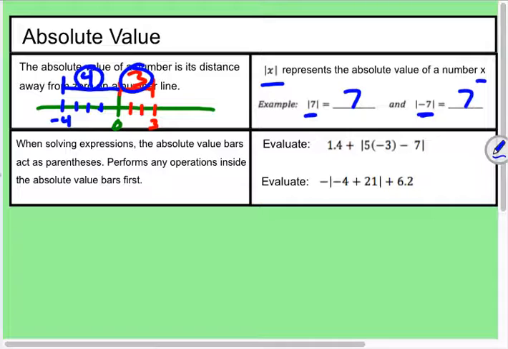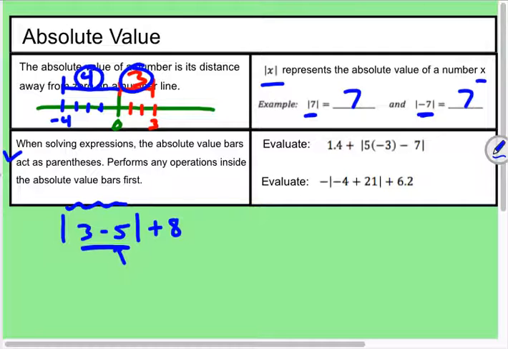When solving expressions now, the absolute value bars act kind of like parentheses. Perform as many operations inside the absolute value bars first, so basically down to one number. So if I had something simple like the absolute value of 3 minus 5, plus 8, whatever, you have to do everything inside here first. Now, a lot of people think, well, that's a negative 5, you have to make it positive. No, you got to get it down to one number first, so you have to perform the operation inside there.